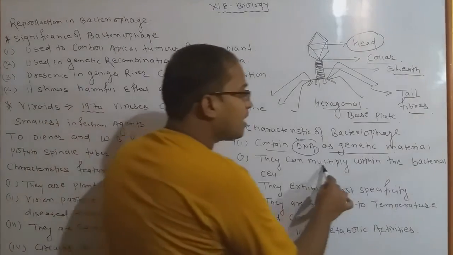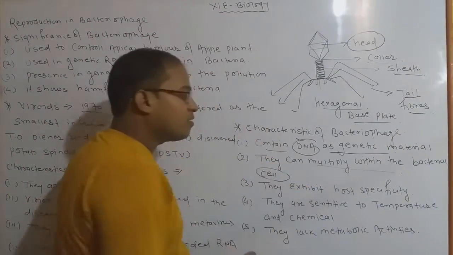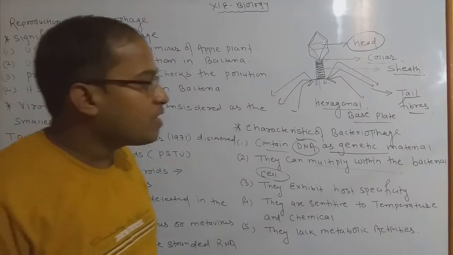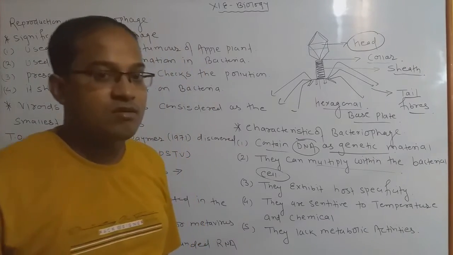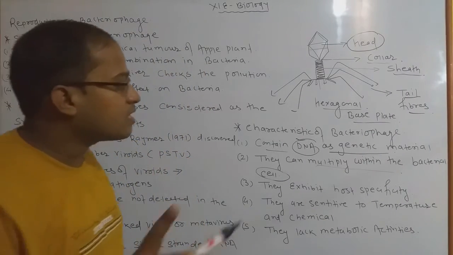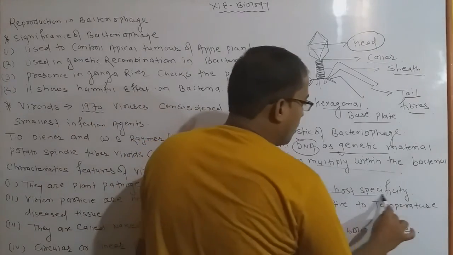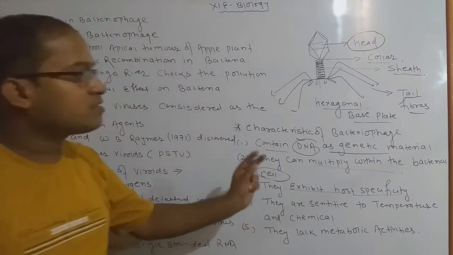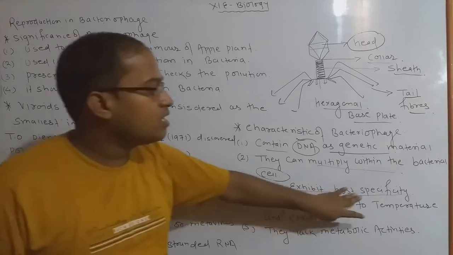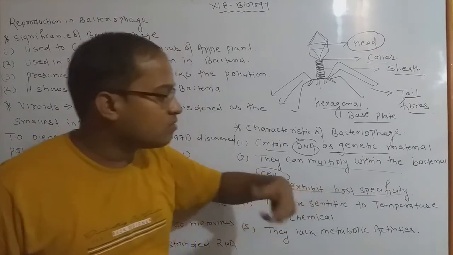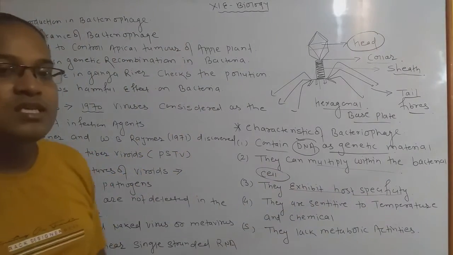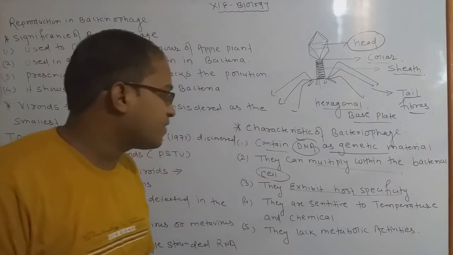Second, they can multiply within the bacterial cells. Most important, they can multiply within the bacterial cell, not in others. They multiply inside the bacterial cell and they exhibit host specificity. This is the most important point: they are specific to their host. Whichever host they enter, they harm only that host. That is called host specific.